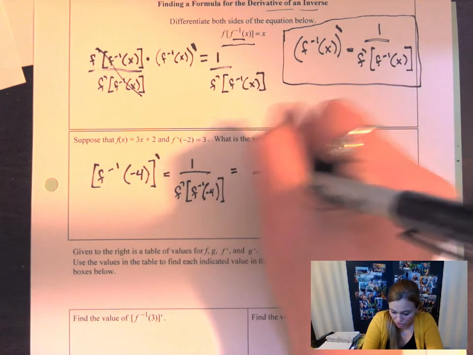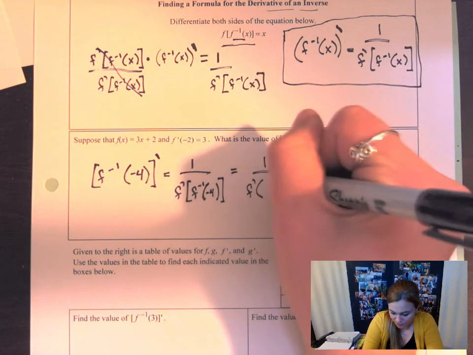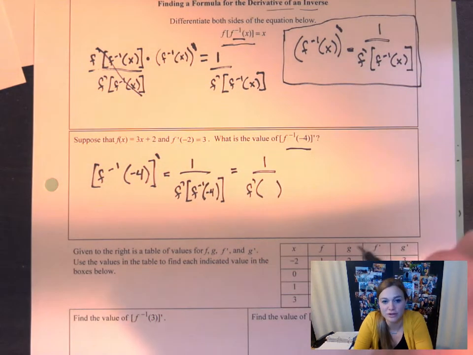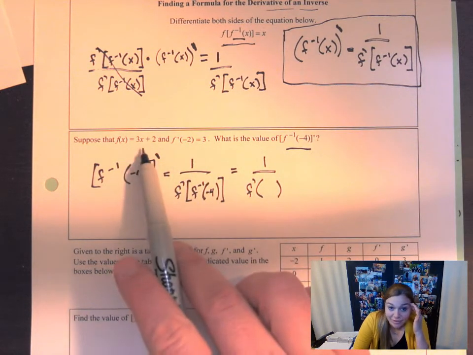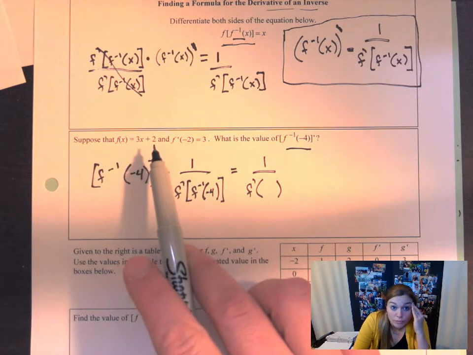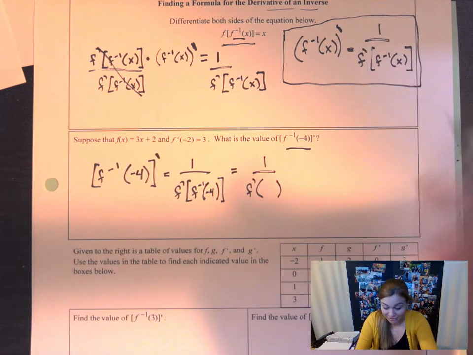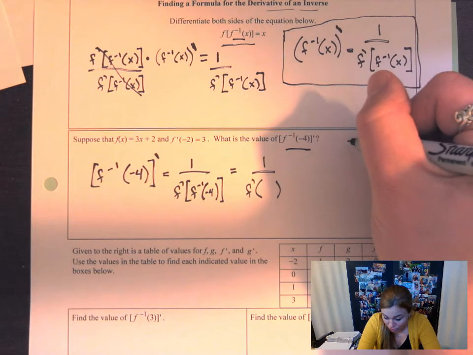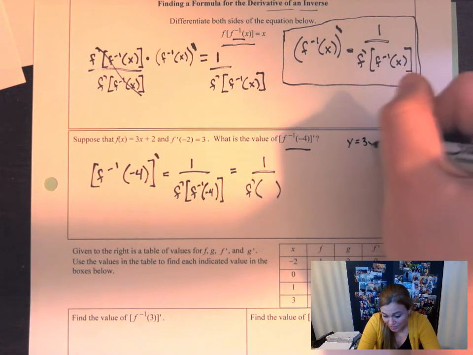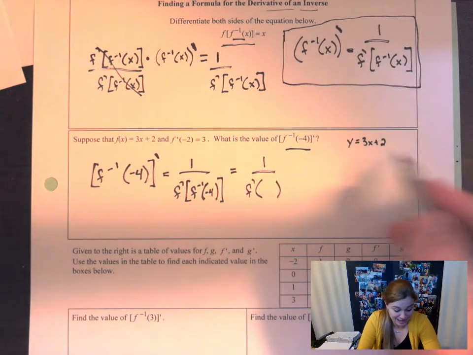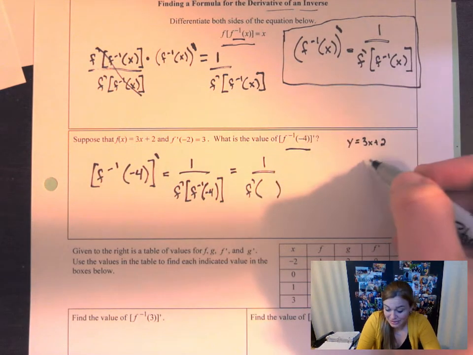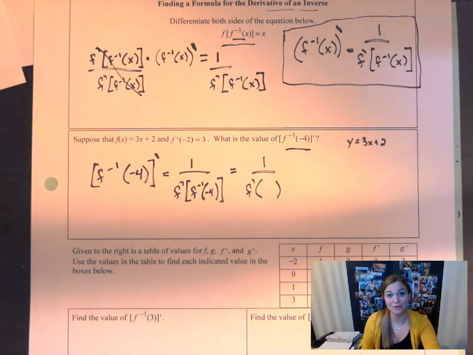That would be 1 over f prime. Okay, f inverse of -4. This is where we've got to think through this a little bit. All I've got is f of x. Oh no. So if all I have is f of x, and I know y is equal to 3x plus 2, what you could do first is switch this x and y around and then solve for y, and then you would get the inverse function.